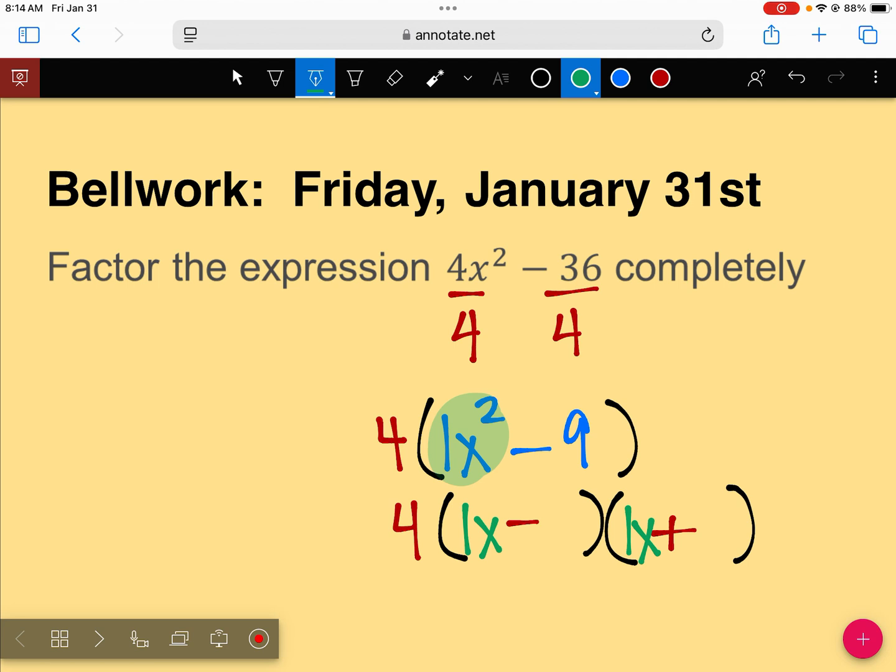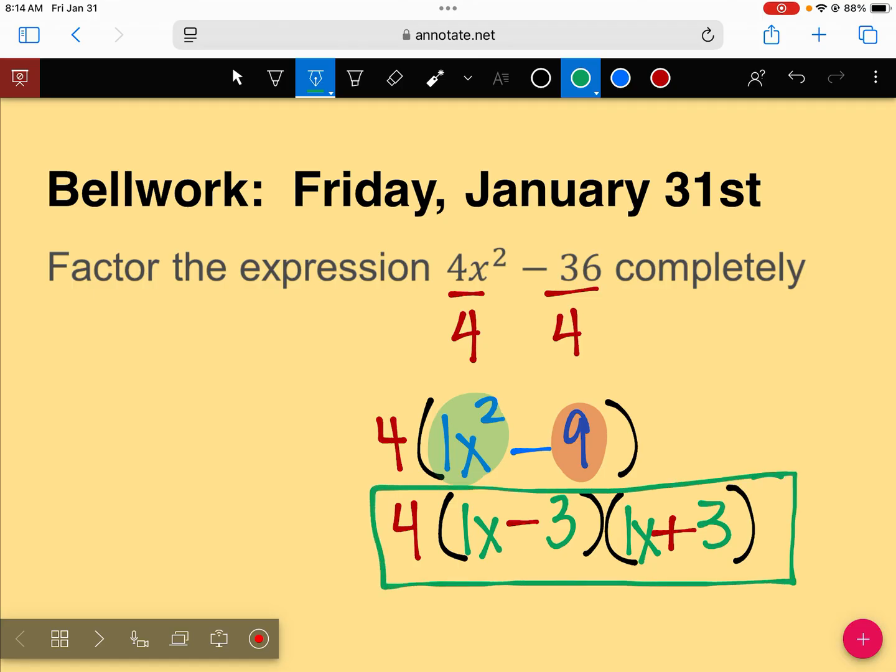And does anyone know what the square root of 9 is? 3, good. And what multiplies to give us 9 is 3 times 3. And this would be your final answer. This is completely factored. This would be a completely factored expression.